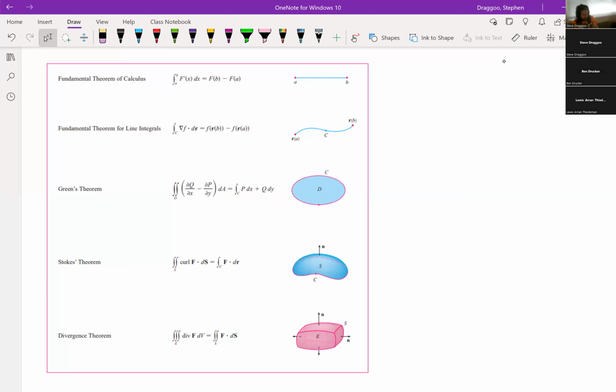Finally, the divergence theorem. We're going to step up the fundamental theorem to solids, so 3D solids instead of surfaces. The divergence theorem says that the triple integral of the divergence of f over a three-dimensional solid region is equal to the double integral along that solid's boundary, so the surface that surrounds the solid.